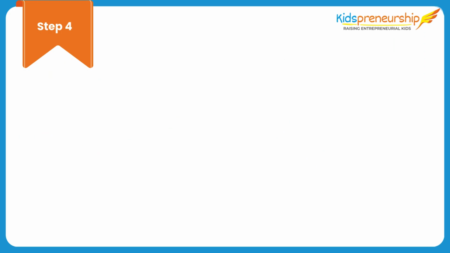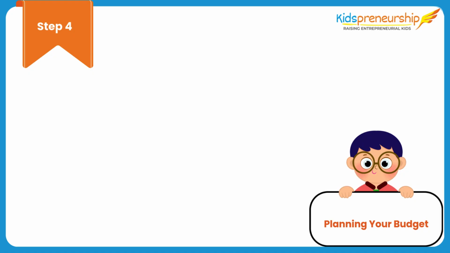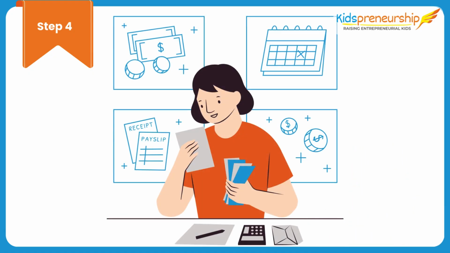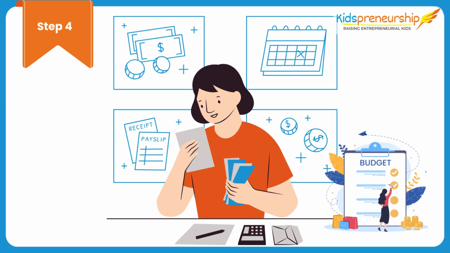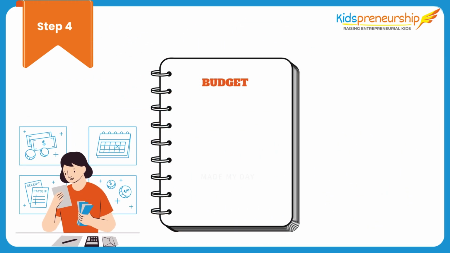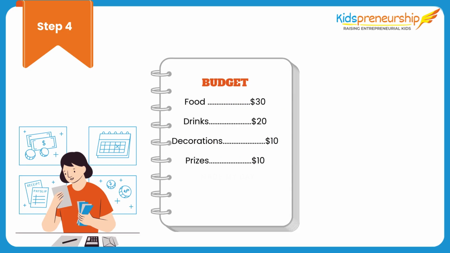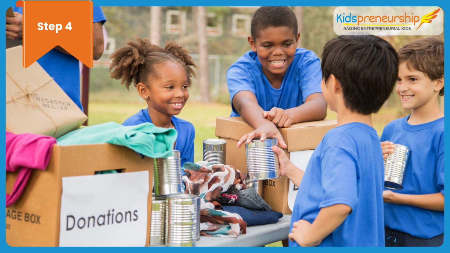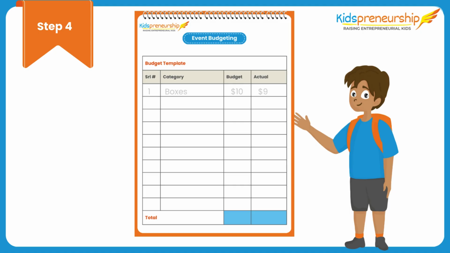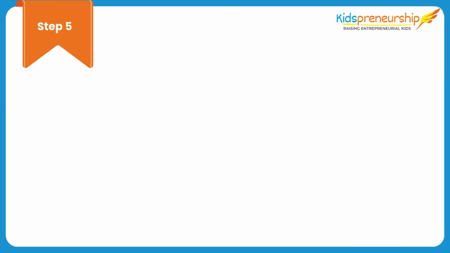Step 4. Planning your budget. Even for small events, it's important to think about how much everything will cost. This is called a budget. You'll need to plan how much money you'll spend on things like food, drinks, decorations, and maybe even prizes. If you're planning a fundraising event, it's especially important to keep costs low so you can raise more money for your cause. Use your budgeting sheet to write down how much each item will cost, and be sure to stick to your budget.